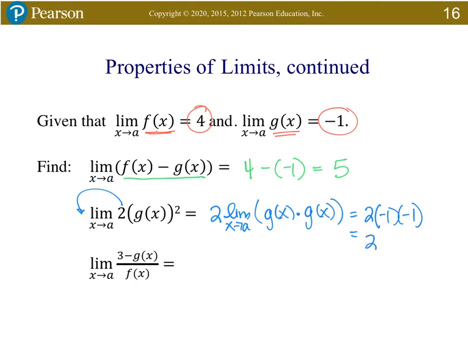And then finally, the limit of 3 minus g of x, over f of x. Subtraction is legal, so we can have 3 minus -1, divided by, and division is legal as long as you're not dividing by 0. And we're not, we're dividing by 4. So we get 4 over 4, and the answer is 1. So those are some ways you can work with the properties of limits, doing what's legal to do with limits.